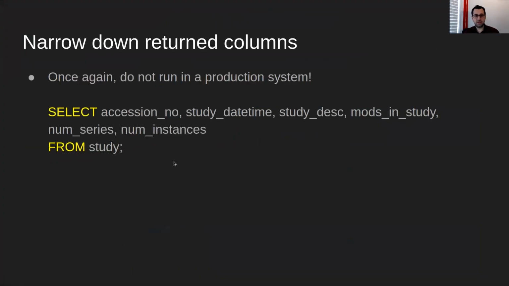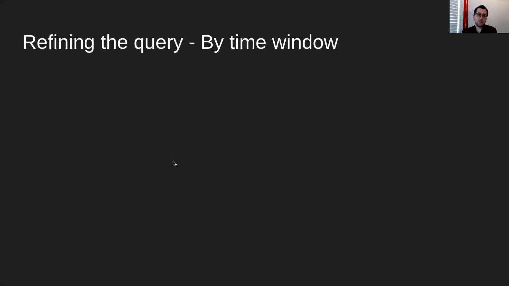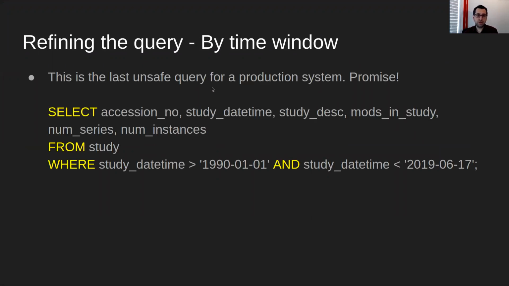Now, what happens if we take this one step further? Let's try and constrain this query, okay? So this is the last one that you cannot run on a production system, I promise. After this, you could try the other ones. The reason why is, as you can see, it's the same query. What I've added now is a where clause. The where clause in SQL is where you can constrain something to any number of conditions that you want to create. In this case, the conditions are relatively simple. I'm saying I want study time that is greater than January 1st, 1990, and less than June 17th, 2019. Don't ask me why I picked that date.